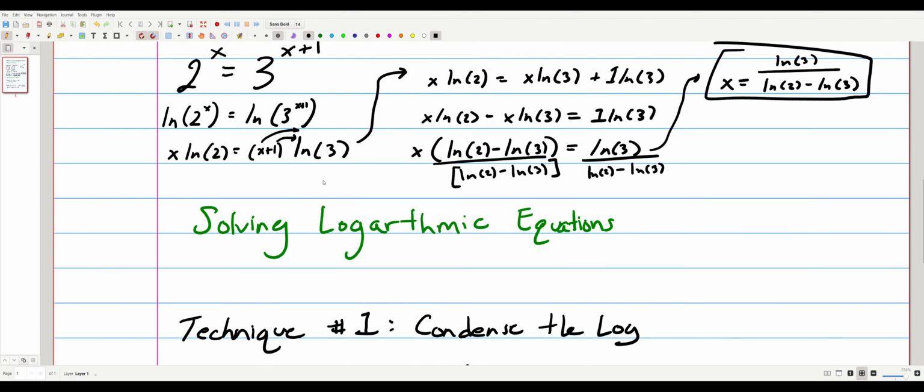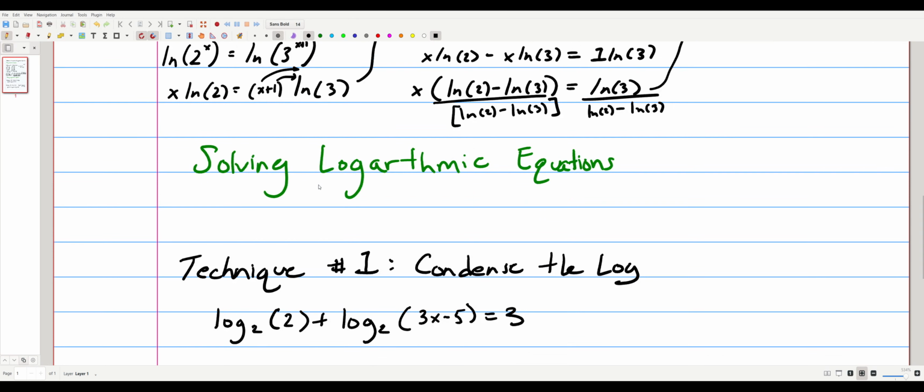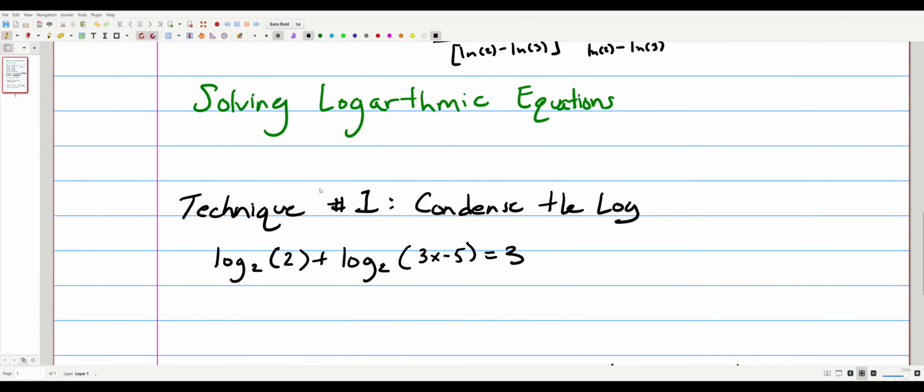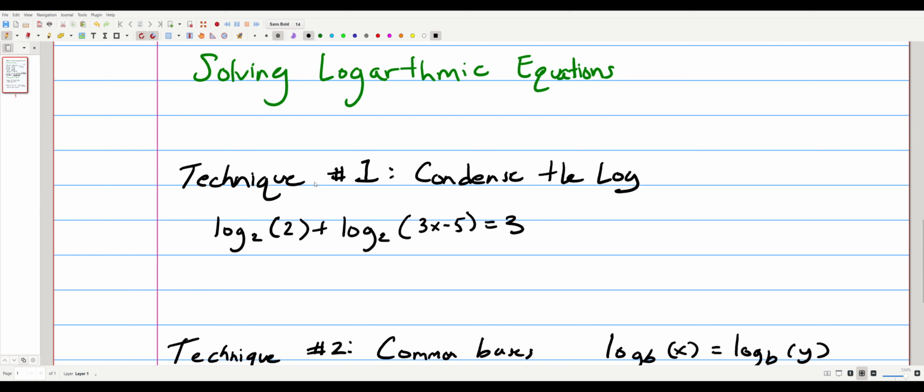We also have two techniques here, and the first technique is called condensing the log. We covered this in the last section. To condense logs, we use the three logarithmic properties. So what we have is log base 2 of 2 plus log base 2 of 3x minus 5 is equal to 3. In this technique, we're going to try to write the left-hand side as just one logarithm rather than having two logarithms added together.